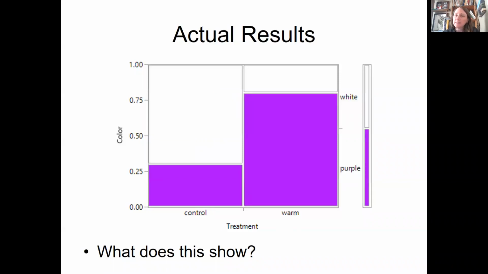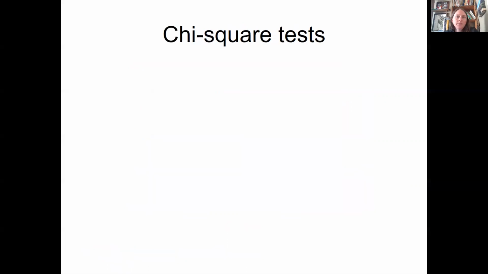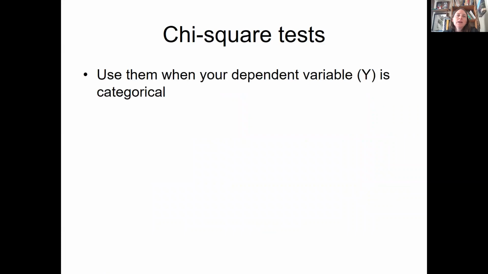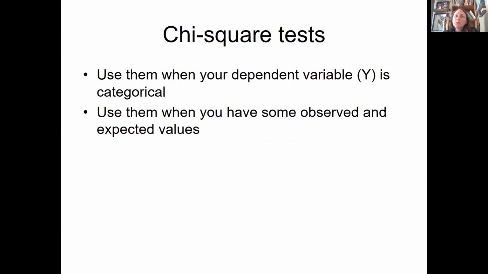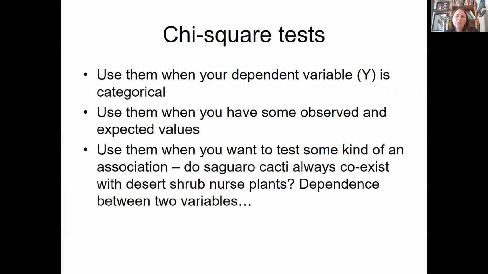Now we'd want to run statistics to go along with this to see if it's actually a real pattern or if it's just something that might have happened due to chance alone. And that's what you're going to learn how to do today using what's called a chi-square test. So chi-square tests are very useful when your dependent variable is categorical, okay? You use them when you have some observed values, and you either know what the expected value should be, or you can calculate an expected value from your data set. We'll go into the details of that.